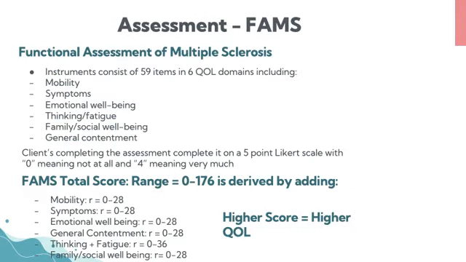The next assessment would be the FAMS, which is the Functional Assessment of MS. It has 59 items in it with 6 quality of life domains, including mobility, symptoms, emotional well-being, thinking, family and social well-being, and general contentment. It's on a 5-point Likert scale with 0 meaning not at all and 4 meaning very much. The scores can range from 0 to 176, and then you add it all up with a higher score meaning a higher quality of life.